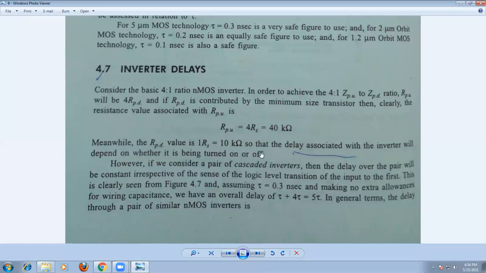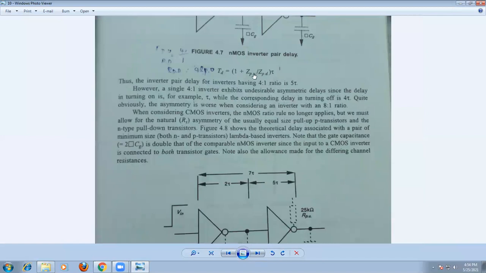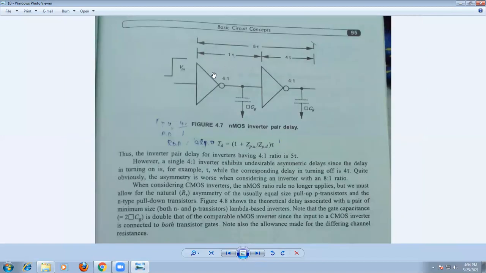NMOS inverter. Now let us consider a pair of cascaded inverters. How much delay is associated with this pair in NMOS technology? Similarly, how much delay is associated with that pair in CMOS technology? In order to analyze this concept, let's assume here one inverter driven by another inverter like this. Let's assume these are NMOS inverters, an inverter pair. Now the total delay.